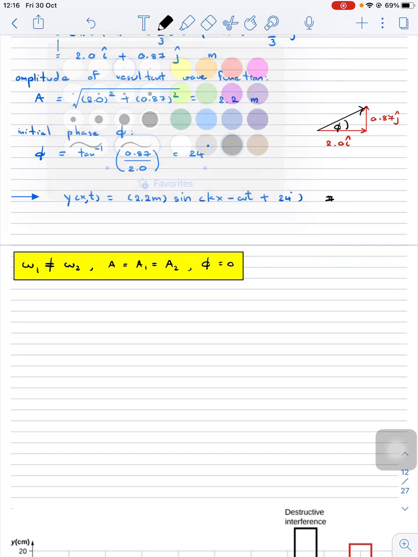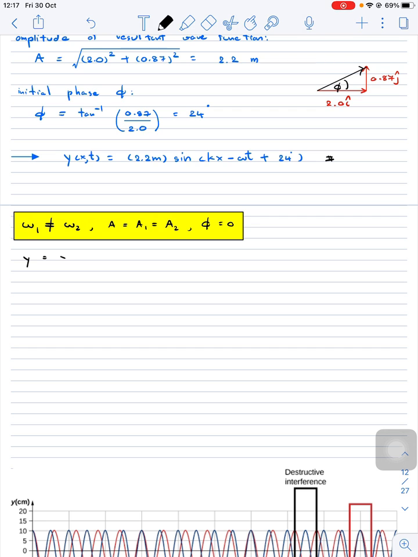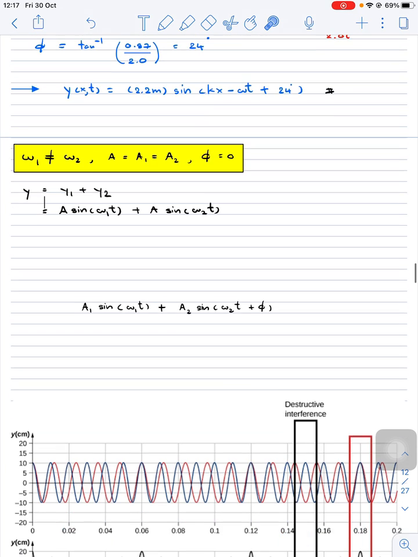We say that y equals y1 plus y2. Previously we had this. In this case it's going to be equal to the amplitude A, because we said the amplitude must be the same and equal to A, times the sine of omega 1 times t, plus the amplitude A, because A2 equals A as well, times the sine of omega 2 times t. Don't forget that phi here equals 0.